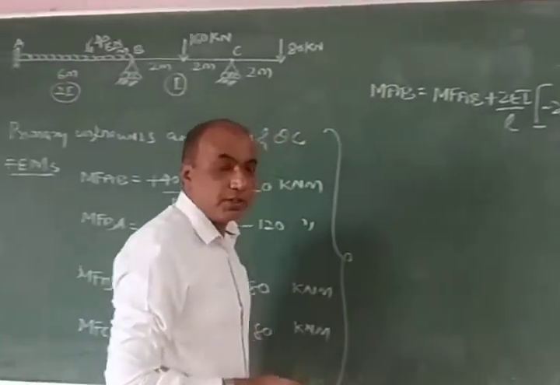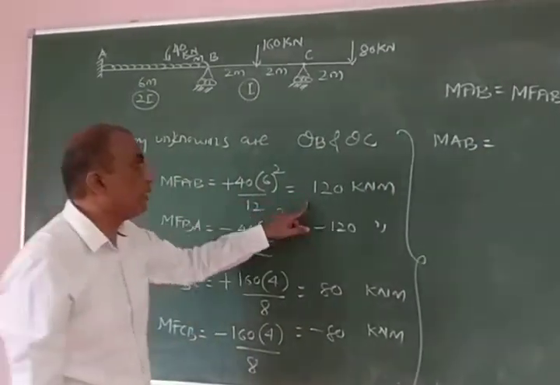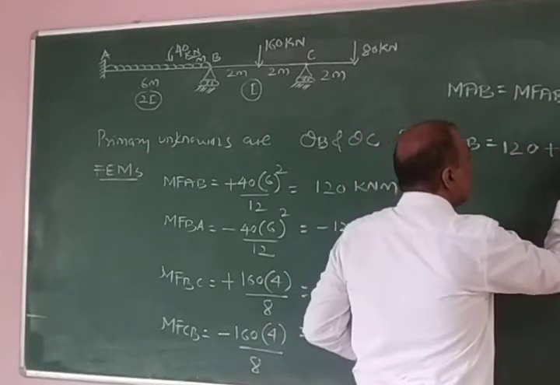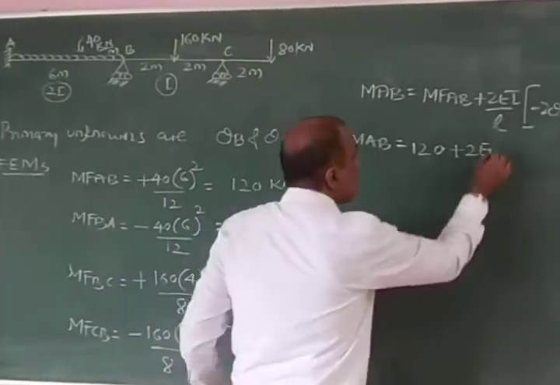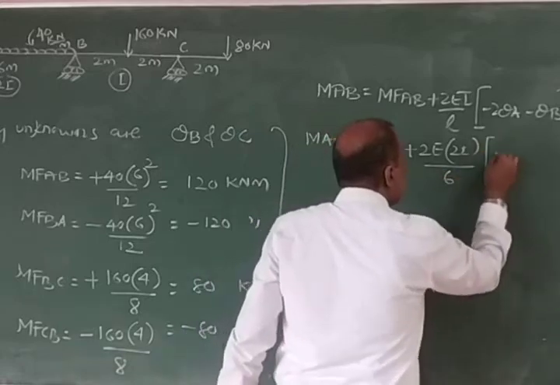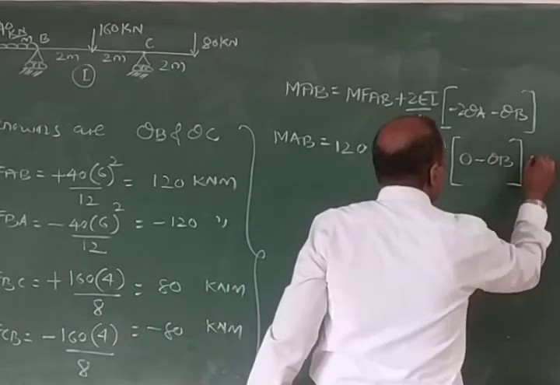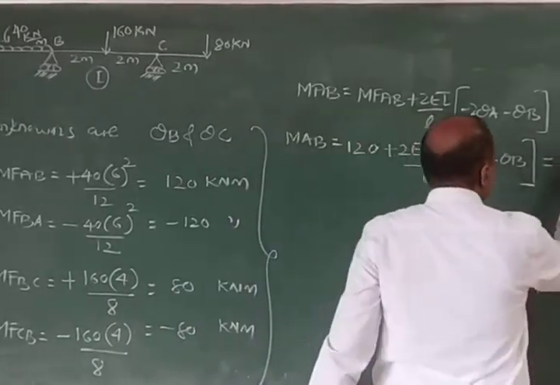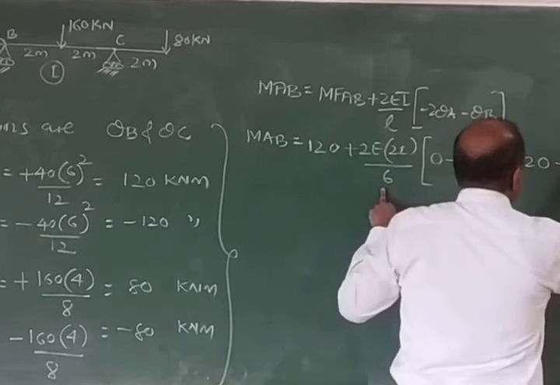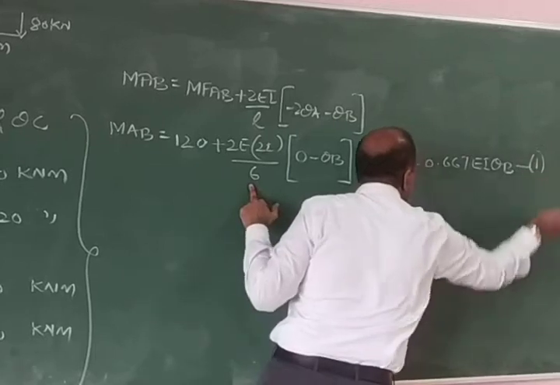So let me do the substitution here. MAB, you have found out the value of MFAB. MFAB is 120 plus 2E. What is I for AB? 2I. This is very important. 2I divided by L of AB 6, minus 2 theta A, 0 because theta A is 0, fixed, minus theta B. So if you do the calculation, you are going to get this 120. 2 into 2, 4 by 6 is 0.667. So minus 0.667 EI theta B. So this is the first equation.